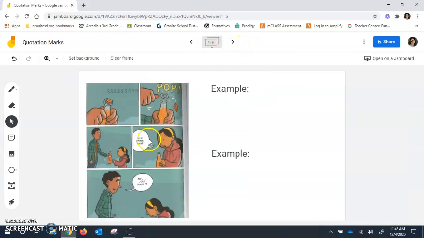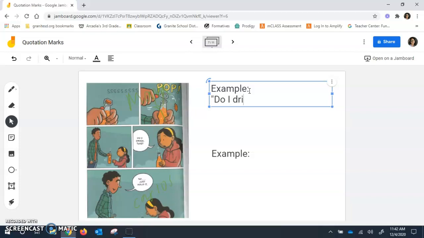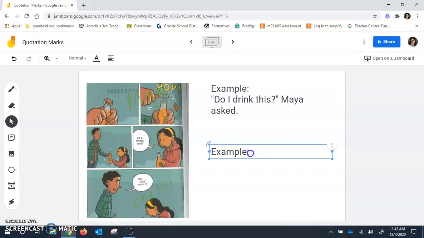Let's try it with this one here. This character right here, her name is Maya. Maybe if I can write it. There we go. And this guy's name is Carlos. So let's take Maya's words and put them into a sentence with quotation marks. So she asks, "Do I drink this?" Maya asked, something like that. Got my quotation mark here and here. It's like they're housing or holding in what our character is saying. And then let's try it with Carlos's words. Carlos said, "No, just hold it," period, and then close quotation marks there. I put the period in the quotation marks there at the end.